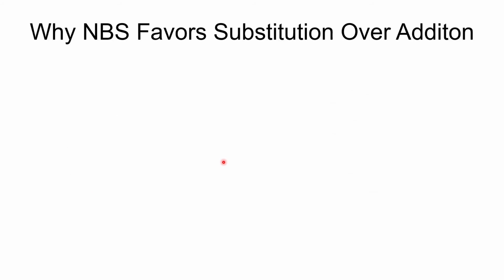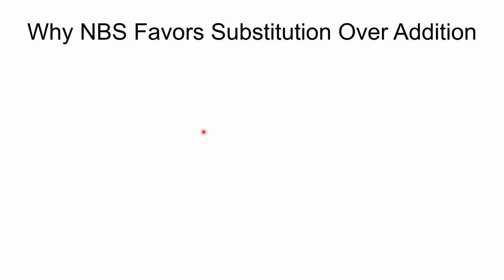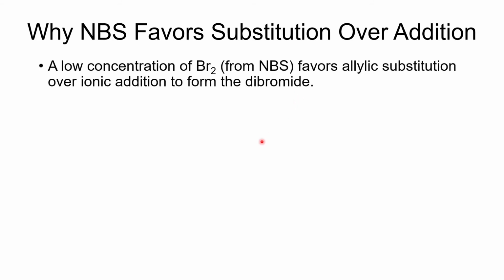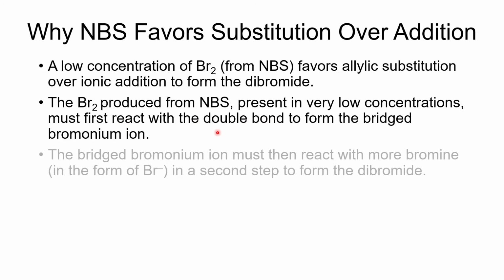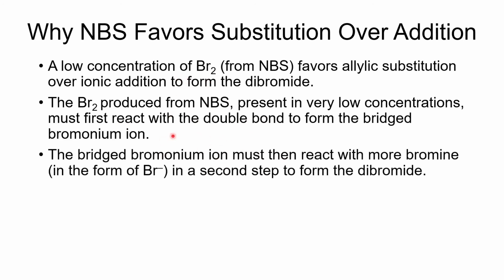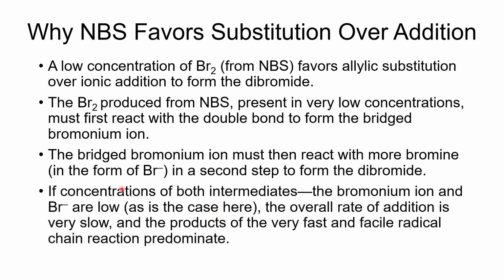All right, and then again, the whole reason that NBS favors substitution over addition. I had to fix a typo there. That was a really embarrassing typo. So why it favors substitution over addition is that if we have a low concentration, we're going to get the allylic substitution. Because that bromine is in such low concentration, it would have to react with a double bond to form the bridged bromonium ion, and then we'd have to have the anion come in. That takes more time, and with the low concentration, we can avoid doing this. If the concentration of both the bromonium ion and the bromide are really low, then the overall rate of addition is going to be extremely low. So slow that you really don't get the addition reaction occurring.